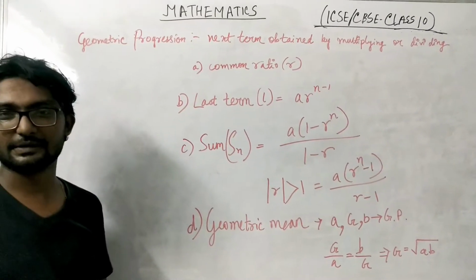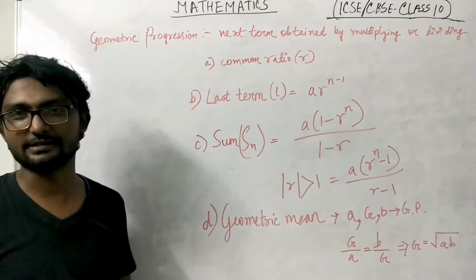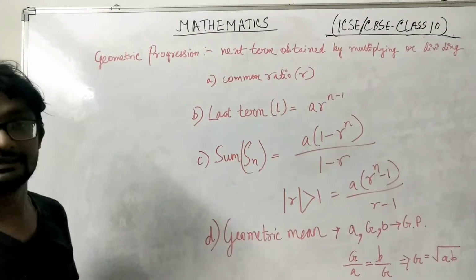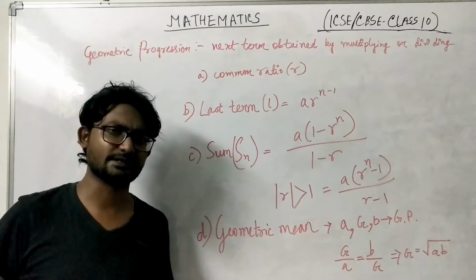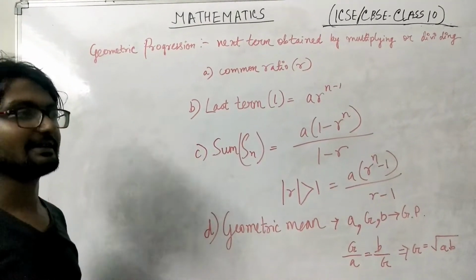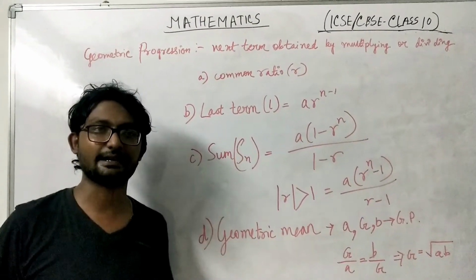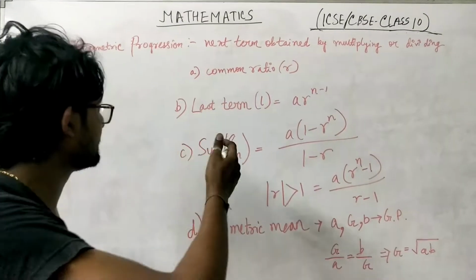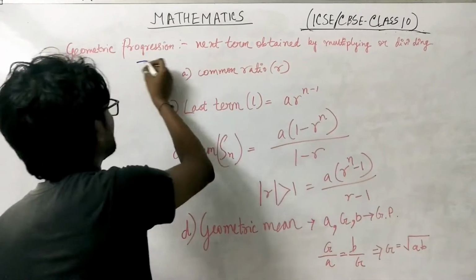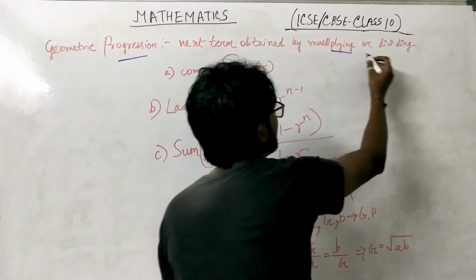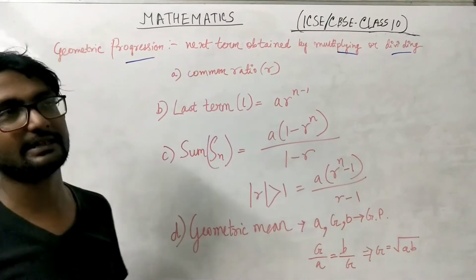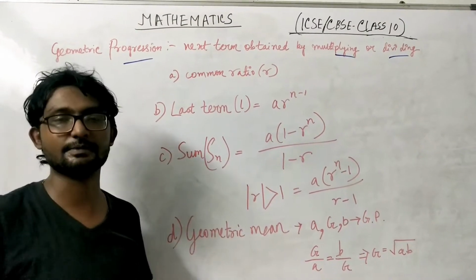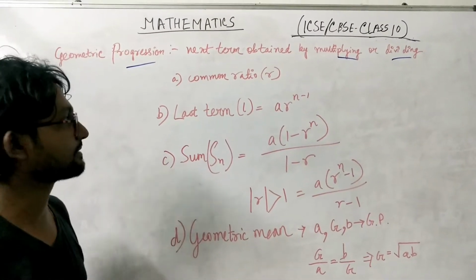As I told you in the last class, I will be going through geometric progression of sequence and series. In the last class we discussed arithmetic progression, and here we are discussing geometric progression. In arithmetic progression we learned how you obtain a term from the next term by adding or subtracting. In geometric progression, we obtain the second term from the first term by either multiplying or dividing. That is the main difference between AP and GP, arithmetic progression and geometric progression.